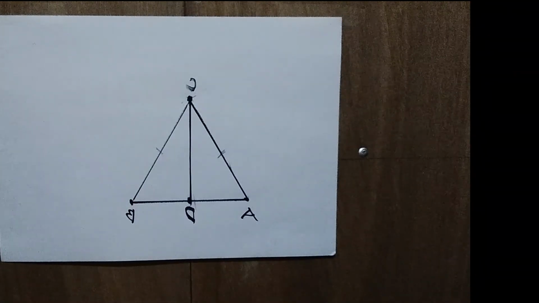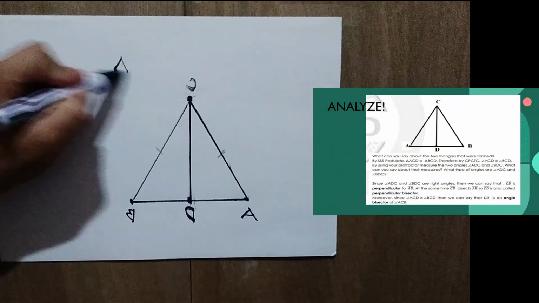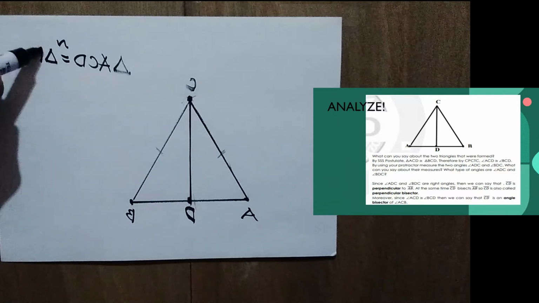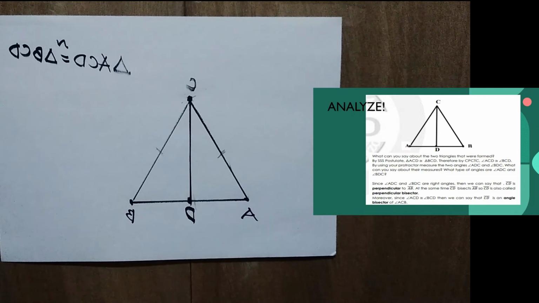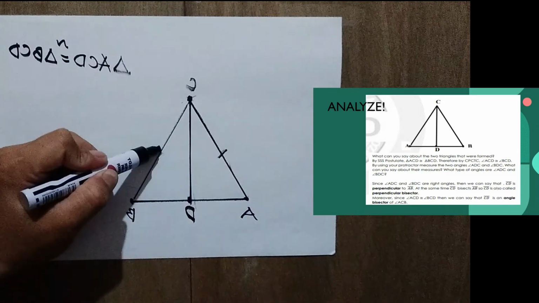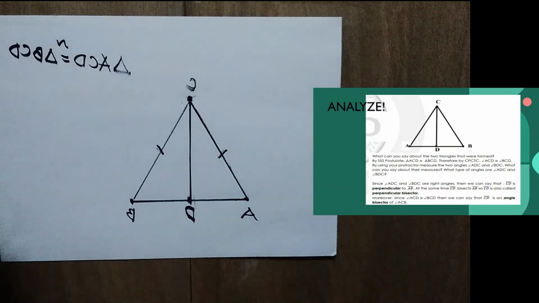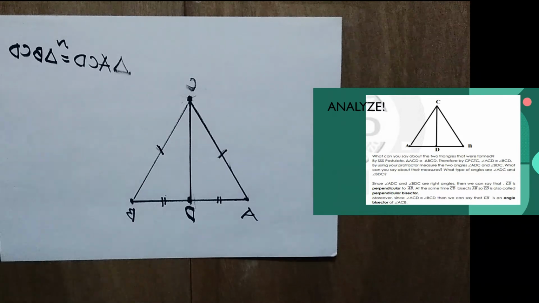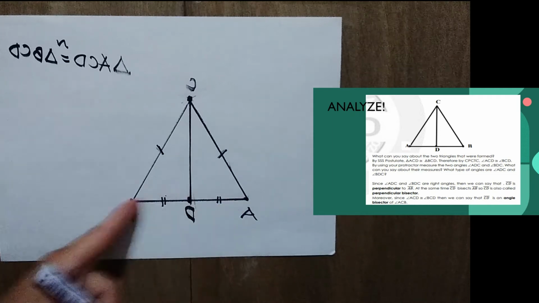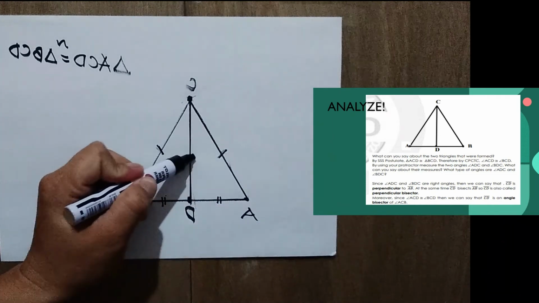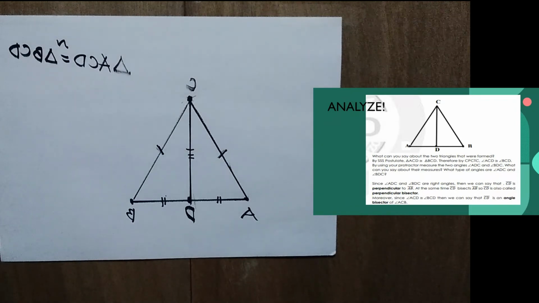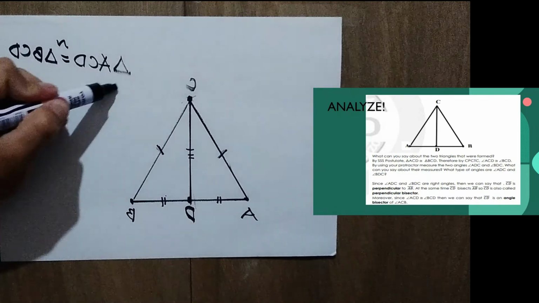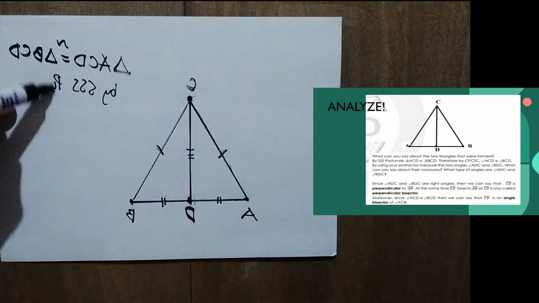Based on the given figure, we can say that triangle ACD is congruent to triangle BCD. Why? Because side AC is congruent to side BC because of the equilateral triangle. We can also say that segment AD is congruent to segment BD because D is the midpoint of AB. And CD is congruent to CD because of the reflexive property. So therefore, triangle ACD is congruent to triangle BCD, by the SSS congruence postulate.